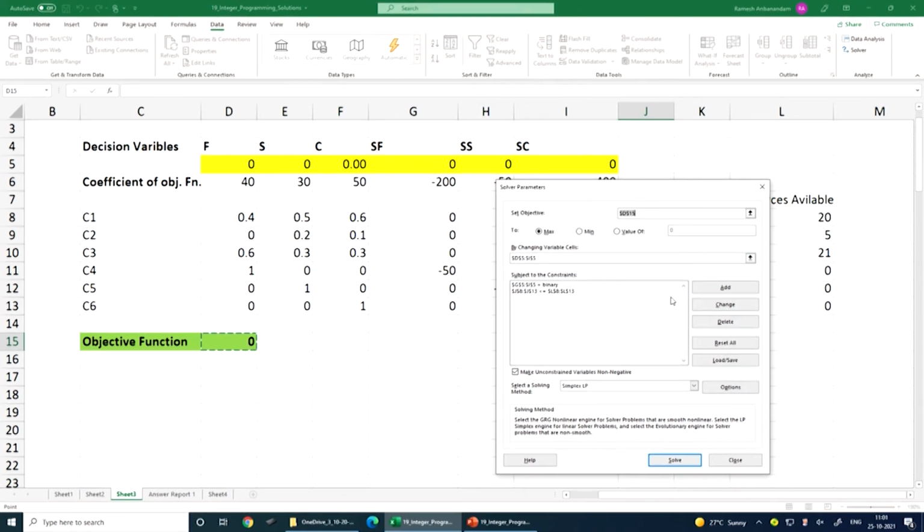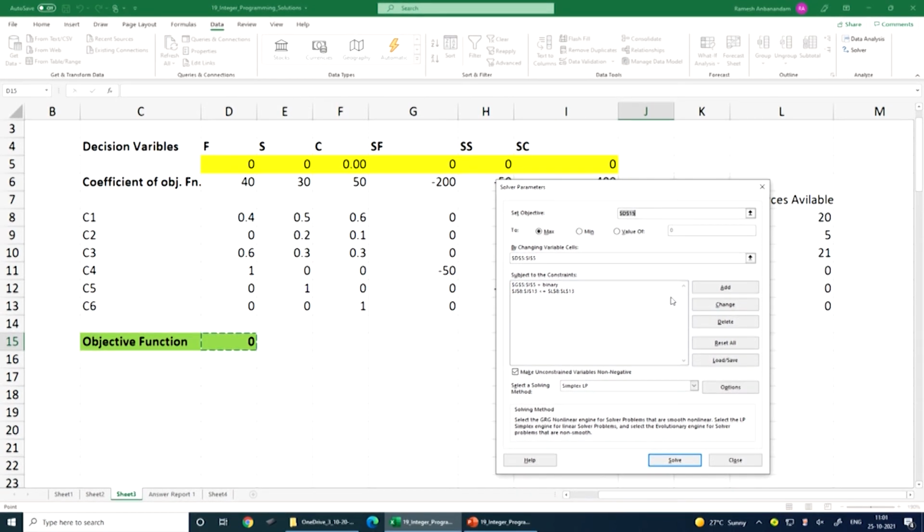Look at this constraint first. D15 is my objective function. This is the maximization problem. The changing variable cells are D5 to I5. This is an extension. Previously I did not consider SF, SS, SC. Now I have considered them. And note that G5 to I5 is binary, that additional constraint is added. Then I have written all other constraints.